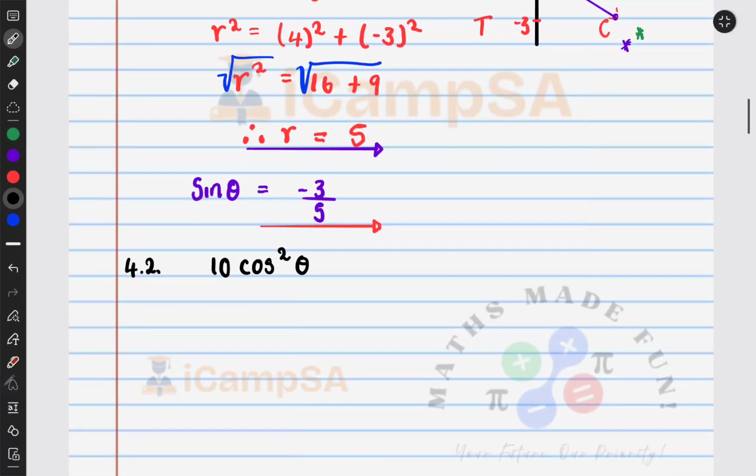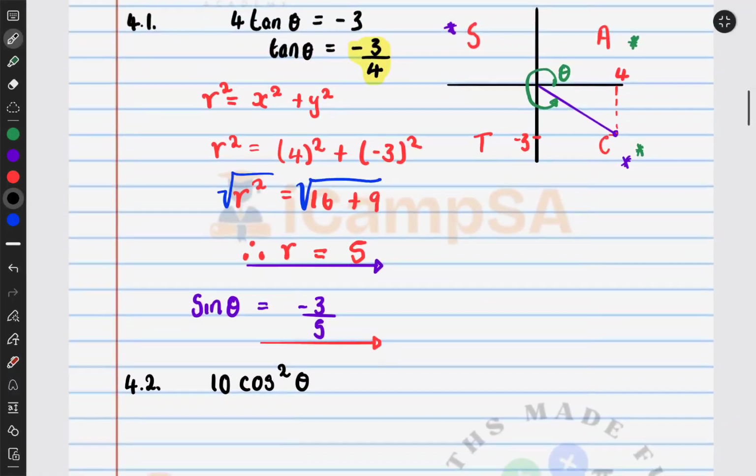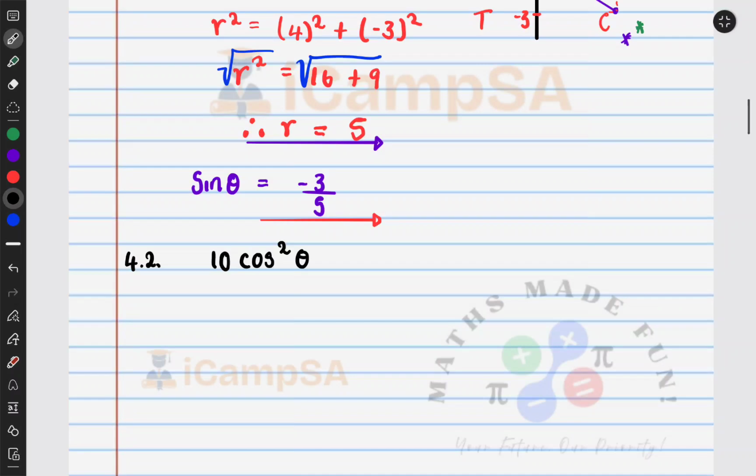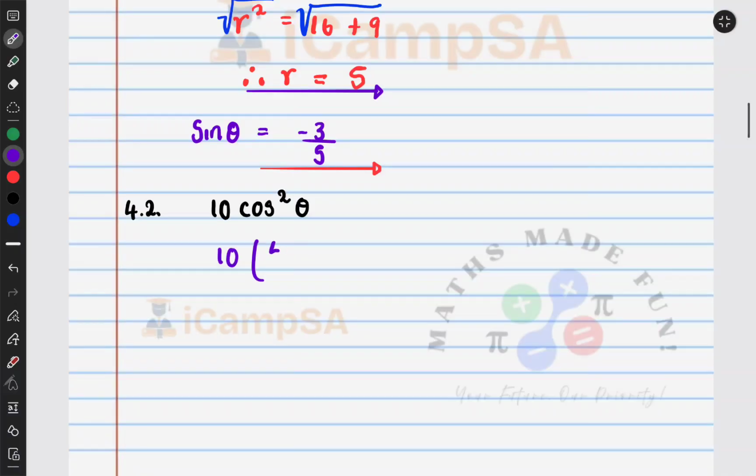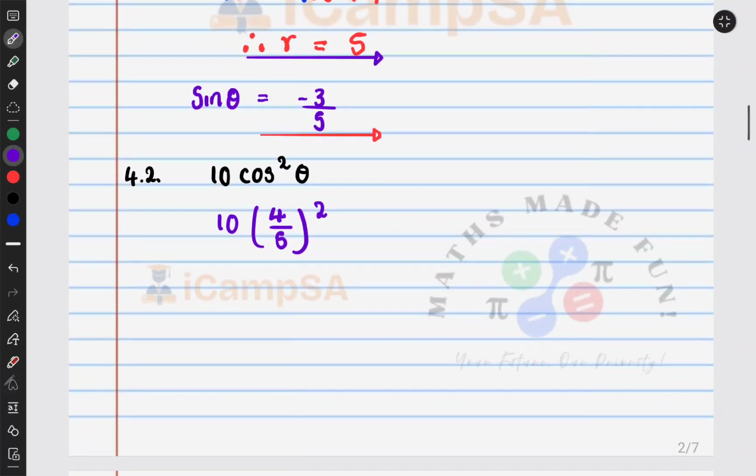What is cos squared? What is cos? The ratio of cos is adjacent side over the hypotenuse side. So we're gonna have 10 into adjacent side. What's the adjacent side? It's actually 4, and it's positive. So we're gonna have 4 over the hypotenuse side, which is 5, squared. 5 squared. Yes.